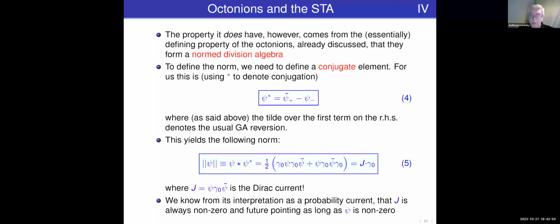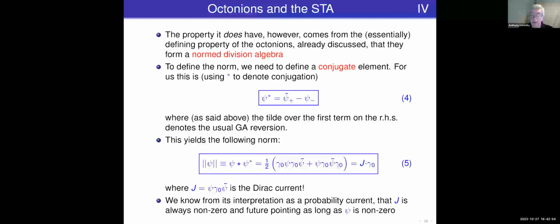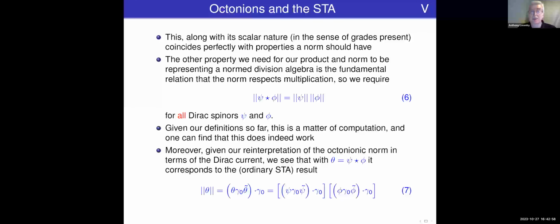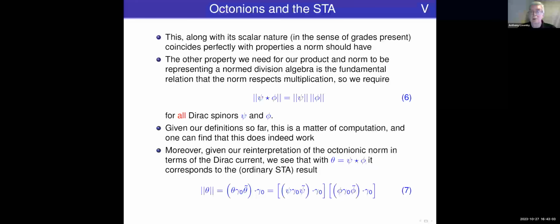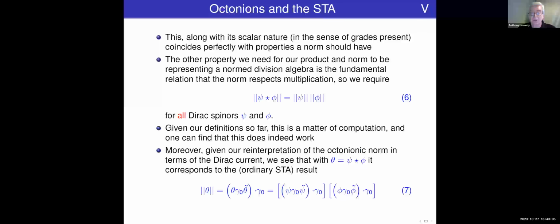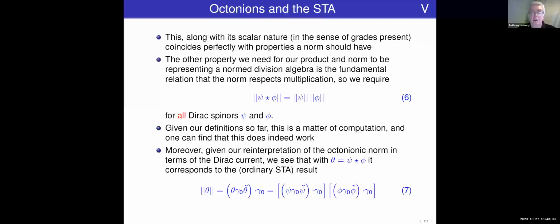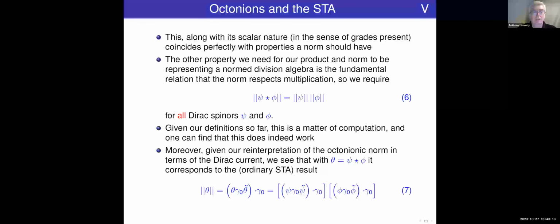We know from its interpretation as a probability current that J is always non-zero and future pointing as long as psi is non-zero. So along with its scalar nature and the sense of the grades present, this coincides perfectly with the properties a norm should have, right? Because we've got something that's always positive as long as your input object is non-zero.